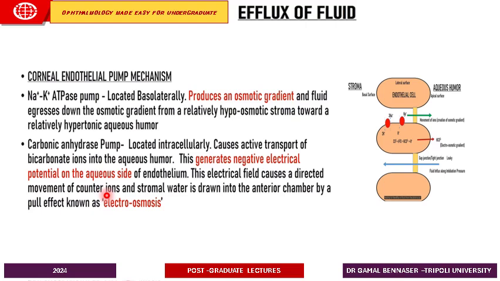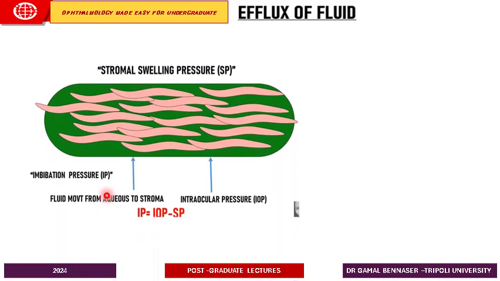So there are two ways: an osmotic gradient by the sodium-potassium pump system, and an electro-osmotic gradient by the carbonic anhydrase pump system. Now, another thing is that there are other forces playing a role within the stroma, what's known as the imbibition pressure. Now, the imbibition pressure is the ability of the stroma to suck the water from the aqueous towards the stroma, and this is because of the presence of the glycosaminoglycans in the ground substance, which is negatively charged. This creates a repulsion between the molecules of this substance, and this will attract the water from the aqueous toward the stroma. This is called the imbibition pressure.